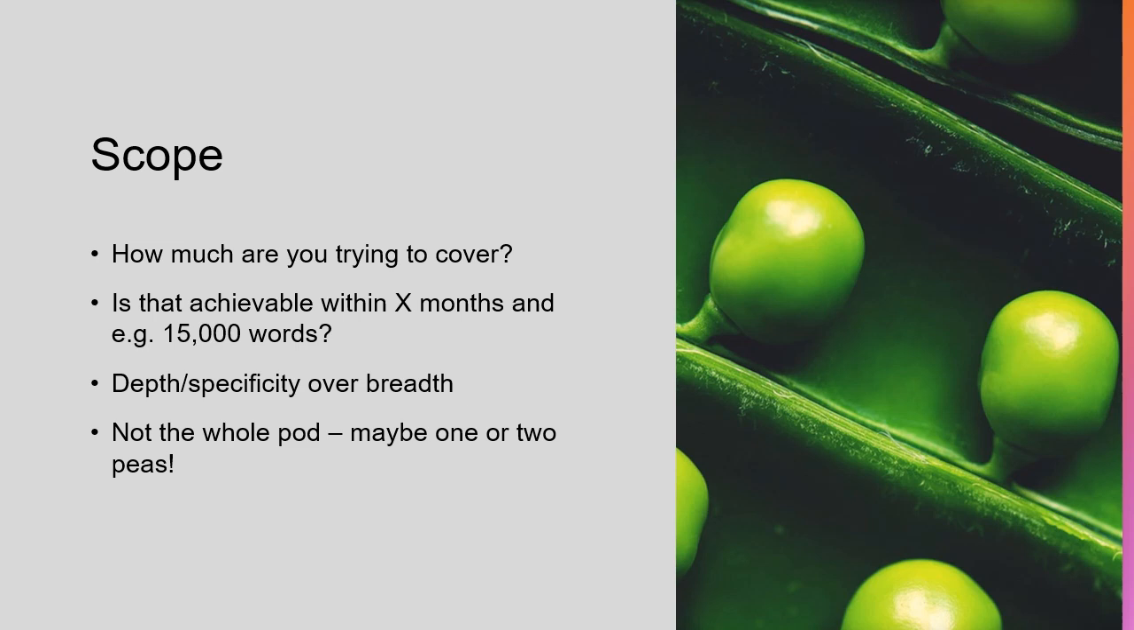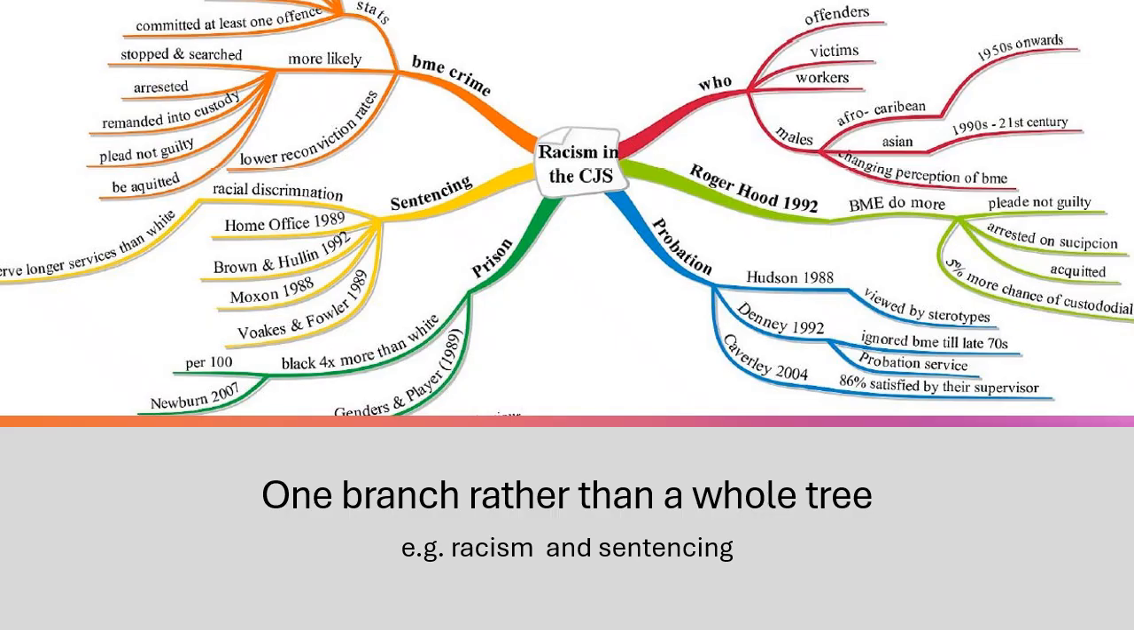So think of your topic as a bit like a pea pod. Your aim should be to identify 1 or 2 specific peas to focus on rather than the whole pod. In terms of this mind map, for example, it's of course not feasible in a 12,000 word dissertation to research the whole of racism in the criminal justice system, but one of the branches may well provide a more specific researchable focus, such as issues of racial discrimination in sentencing, or stop and search laws as they relate to people from Black and minority ethnic backgrounds.